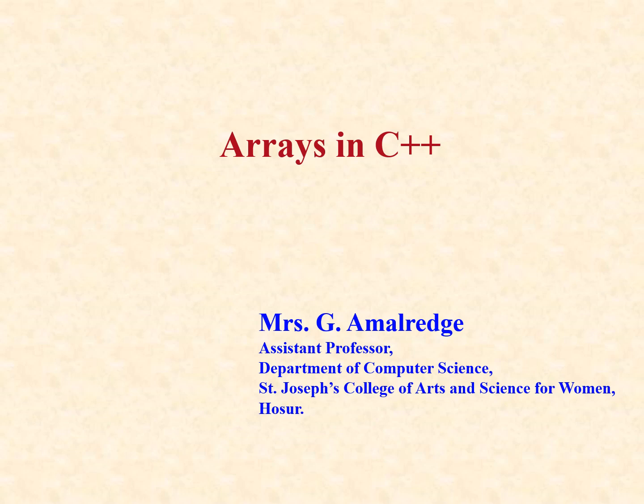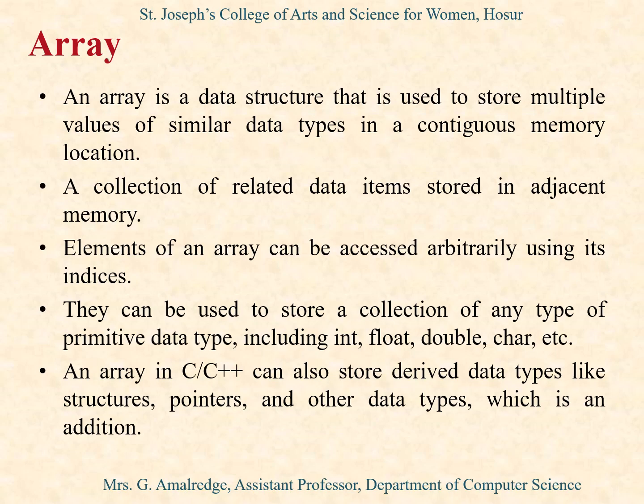In this video, we are going to learn about arrays in C++. An array is a data structure that is used to store multiple values of similar data types in a contiguous memory location. Elements of an array can be accessed using its index values. Arrays can be used to store any type of data, that is primitive data types: integer, float, double, character, etc. An array can also store derived data types like structures, pointers, and other data types.